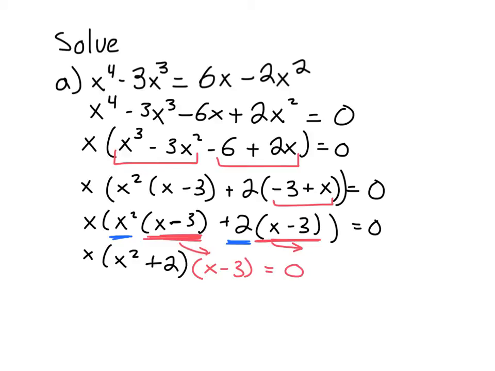Alright, so now I have factored this completely, and the next step is that if any of those terms are equal to 0, the whole thing will equal 0. So let's just go ahead and break that down. So if x equals 0, that's the solution. If x squared plus 2 equals 0, there's a solution. And if x minus 3 equals 0, there's a solution. So x equals 0, that's the solution.